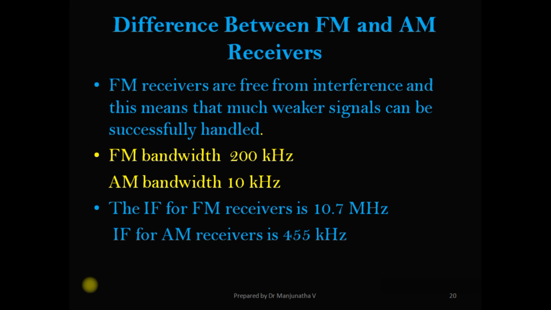FM receivers are free from interference. Here the weak signals are successfully handled, but AM receivers undergo interference. FM bandwidth is 200 kHz, AM bandwidth is 10 kHz. The intermediate frequency for FM receivers is 10.7 MHz, but for AM it is 455 kHz.